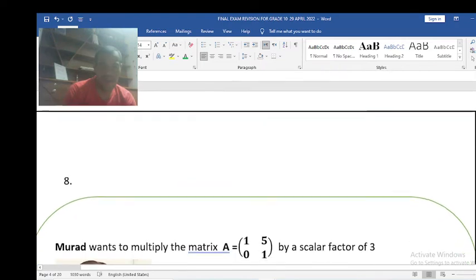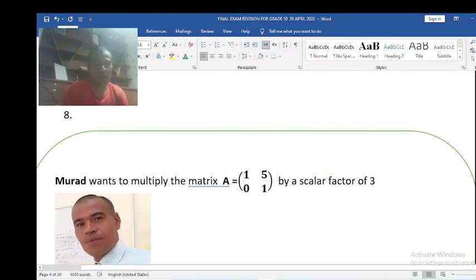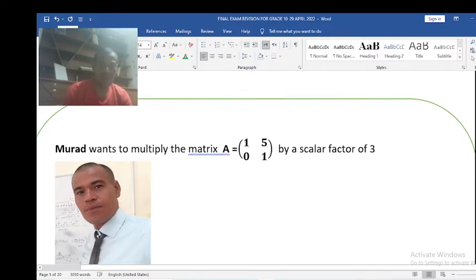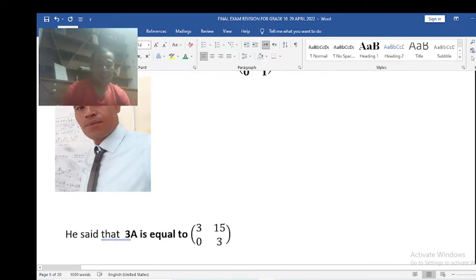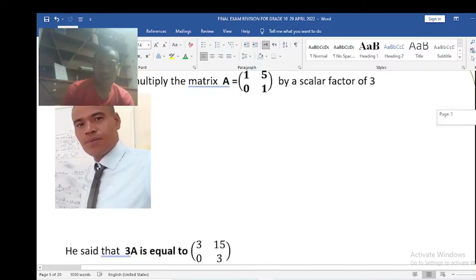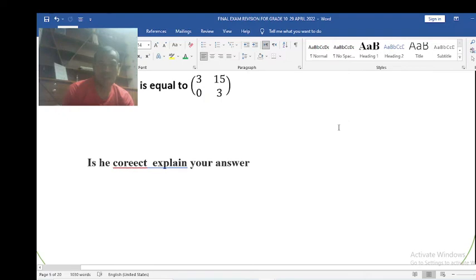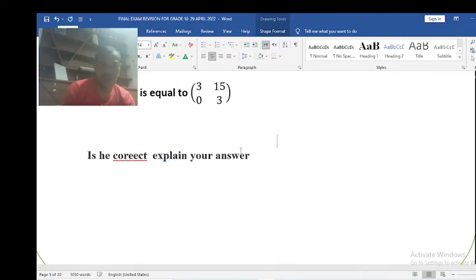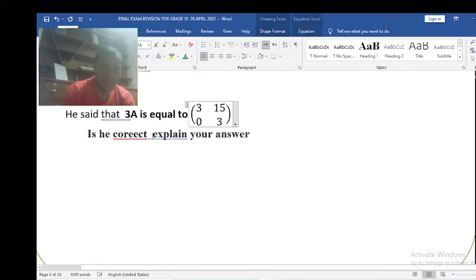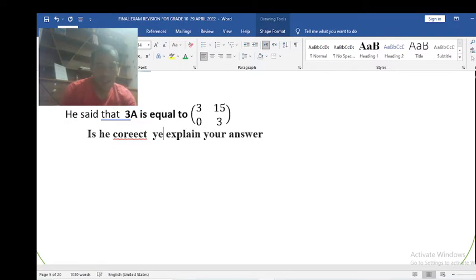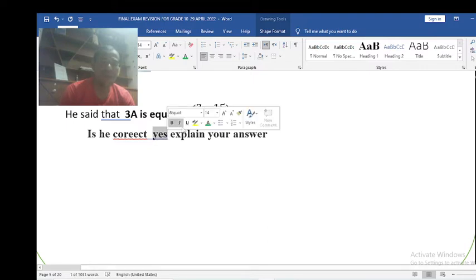Question number 8. Murad wants to multiply the matrix A, 1 5 0 1, by a scalar factor of 3. So he said that 3 times A is equal to 3, 15, 0, and 3. Is your teacher correct? If not, try to explain and give the correct answer. Is he correct? Of course, yes, he is correct. And then you are going to explain this.